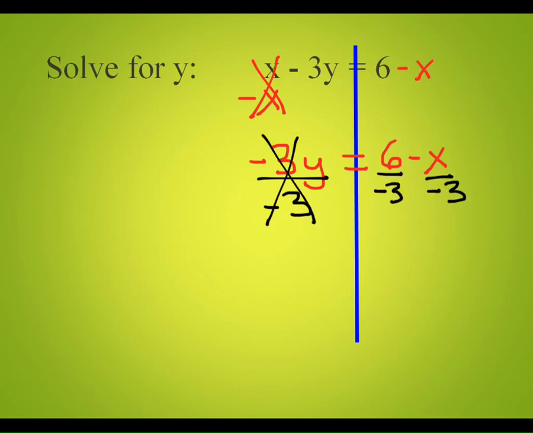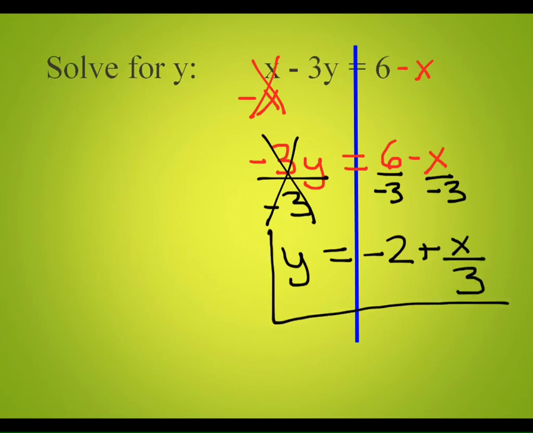That cancels, so I'm just left with y. 6 divided by -3 is -2. Here, this is like a -1 in front of this x, right? We just don't write the 1. I have a -1 divided by -3. Well, those don't divide to give me an integer, right? So I'll just leave it at that. But I do know a negative divided by a negative makes it what? Positive. So I can just make that x over 3 now. So that would be my equation.